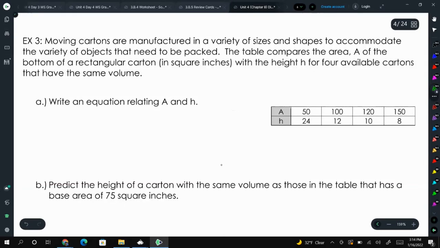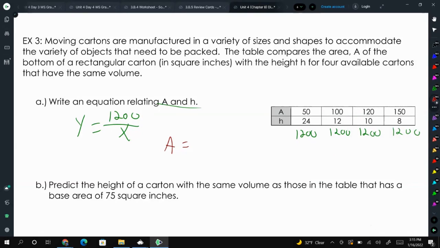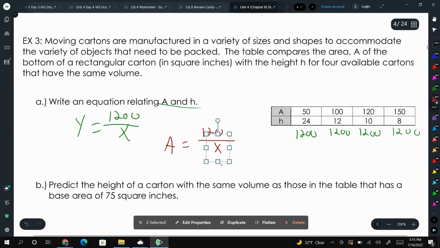Well, if we multiply all of these, 50 times 24 is 1,200. 100 times 12 is 1,200. 120 times 10 is 1,200. And 150 times 8 is also 1,200. So that means this is inverse variation, where your constant of variation is 1,200. So that is going to be our equation, but we want to make it relating A and h. So A is equal to 1,200 over h.